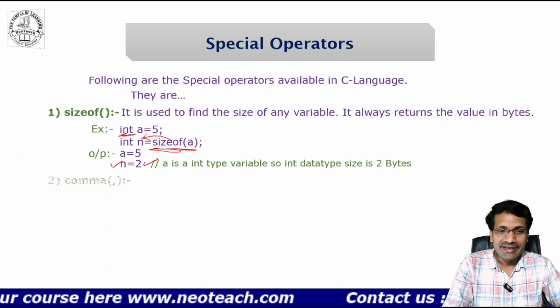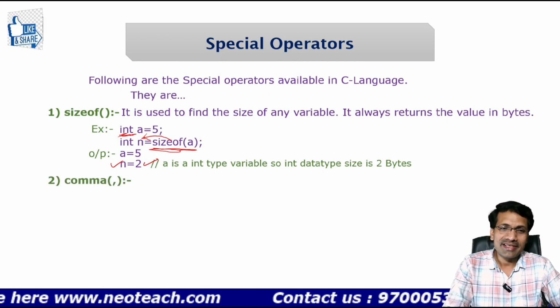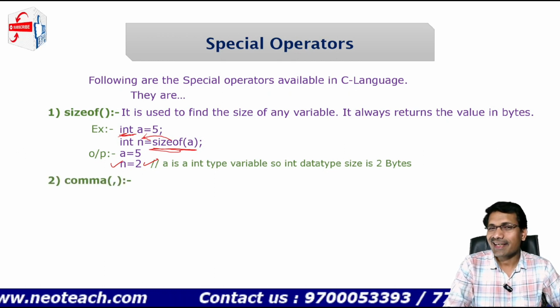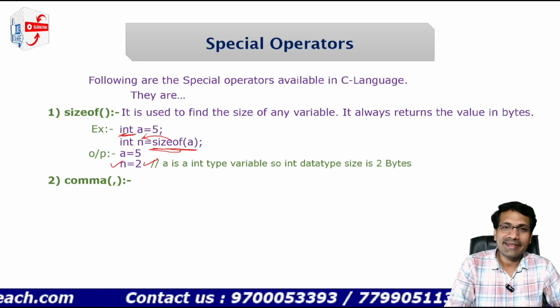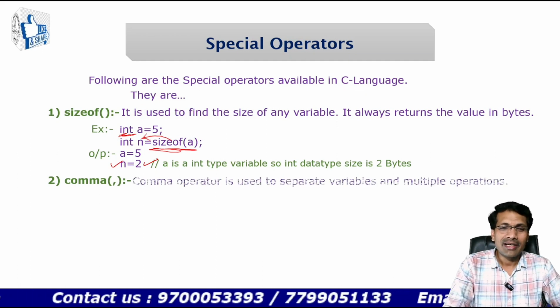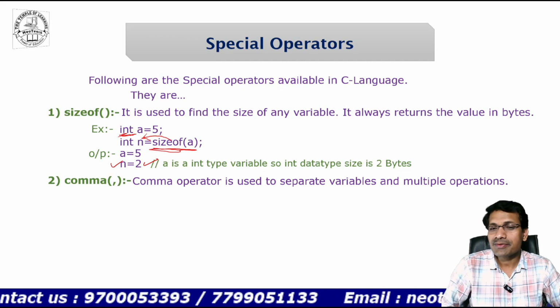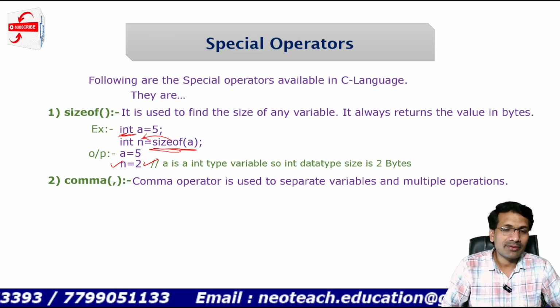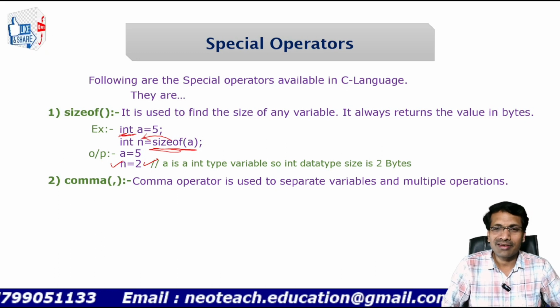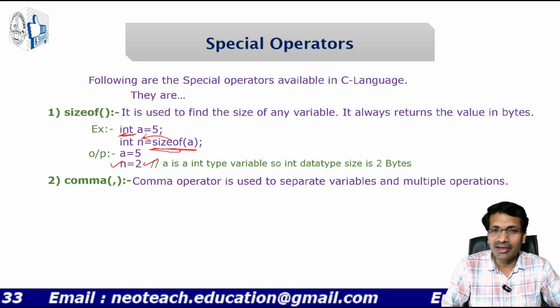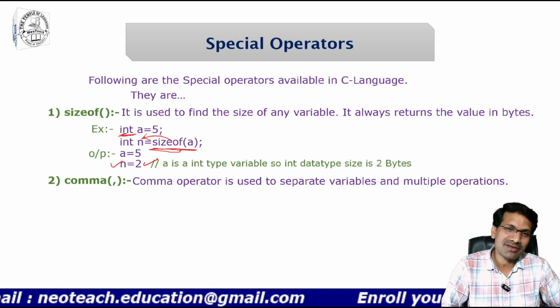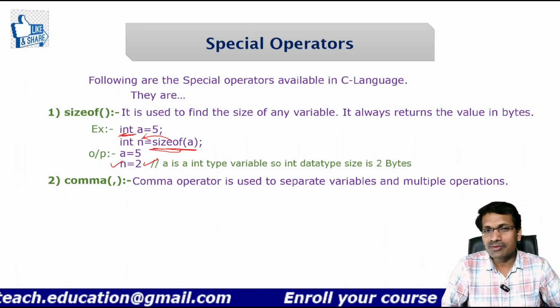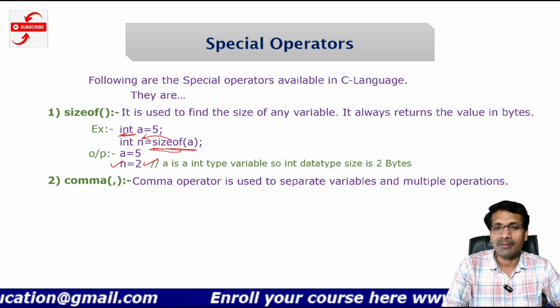Next, second one is the comma operator. Especially comma is taken as a separator. It is also called the separator operator. Okay, the comma operator is used to separate variables and multiple operations. Whenever you are performing multiple operations, it will do just separation. Or whenever you are passing parameters in a function also, we separate them by using the comma operator.